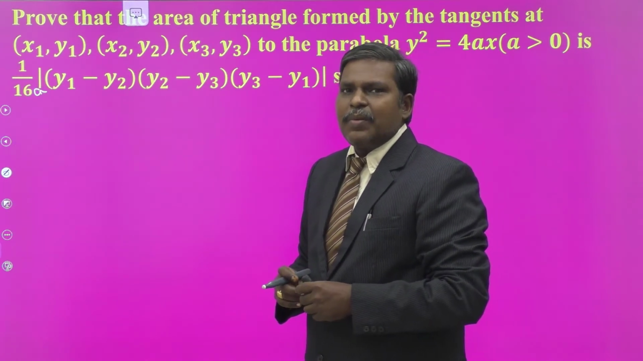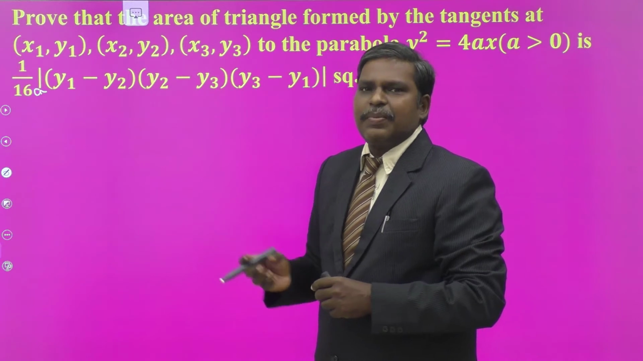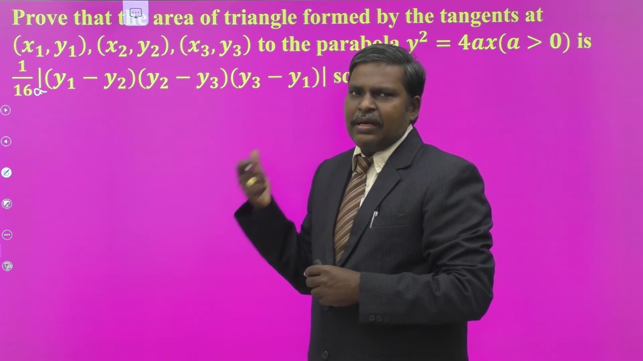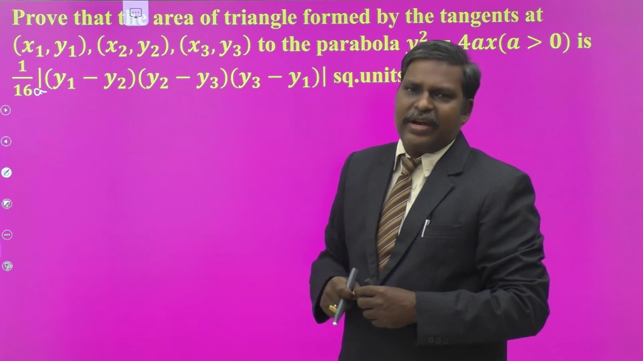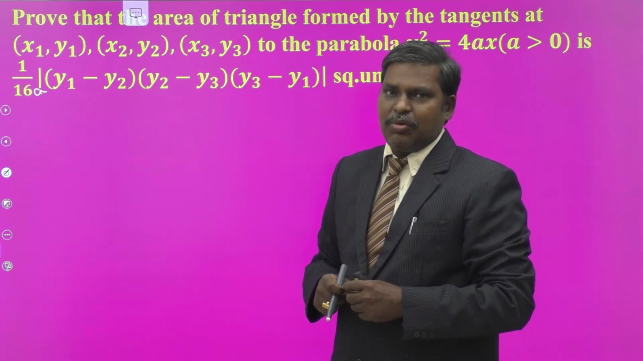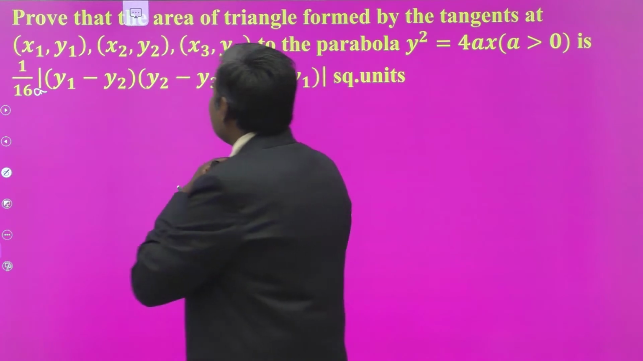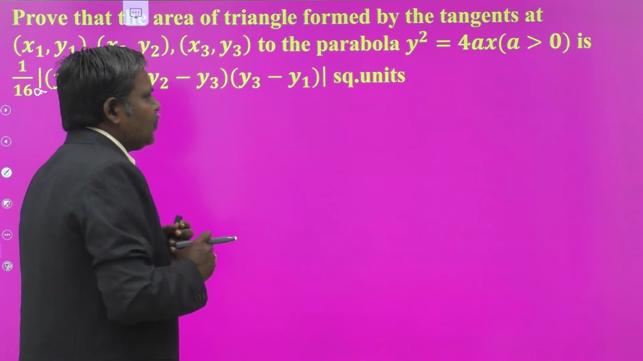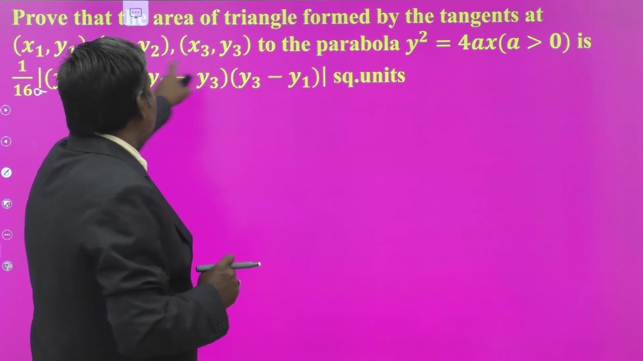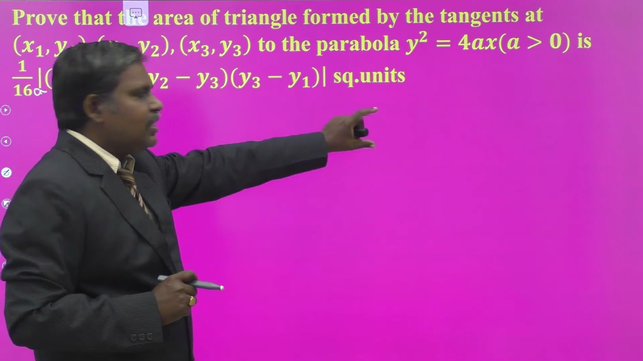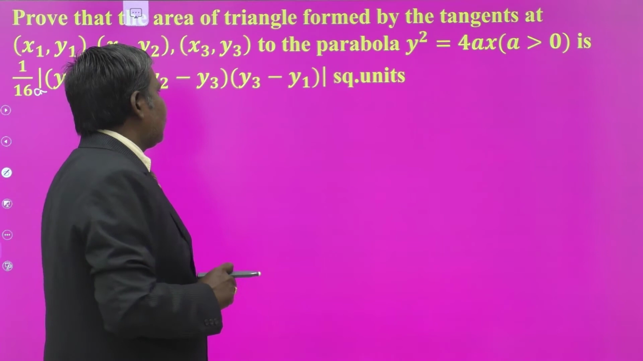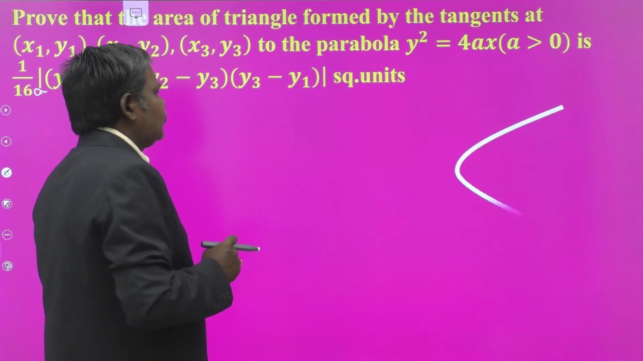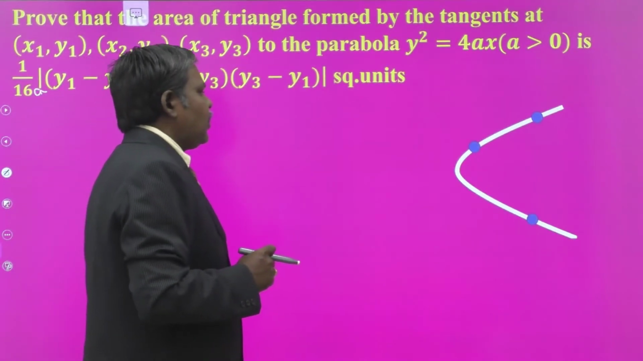That area is formed by the vertices of a triangle which are on the parabola. This is the area of the triangle formed by the tangents at the same points to the parabola. Okay. So what are the 3 points here? (x1, y1), (x2, y2), (x3, y3) are the 3 points on the parabola. You are going to draw the tangents at these points. You get some triangle. Its area is 1 by 16a times mod (y1 minus y2)(y2 minus y3)(y3 minus y1) square units. Okay. Now let us try to draw the figure. This is the parabola. These are the 3 points on the parabola.